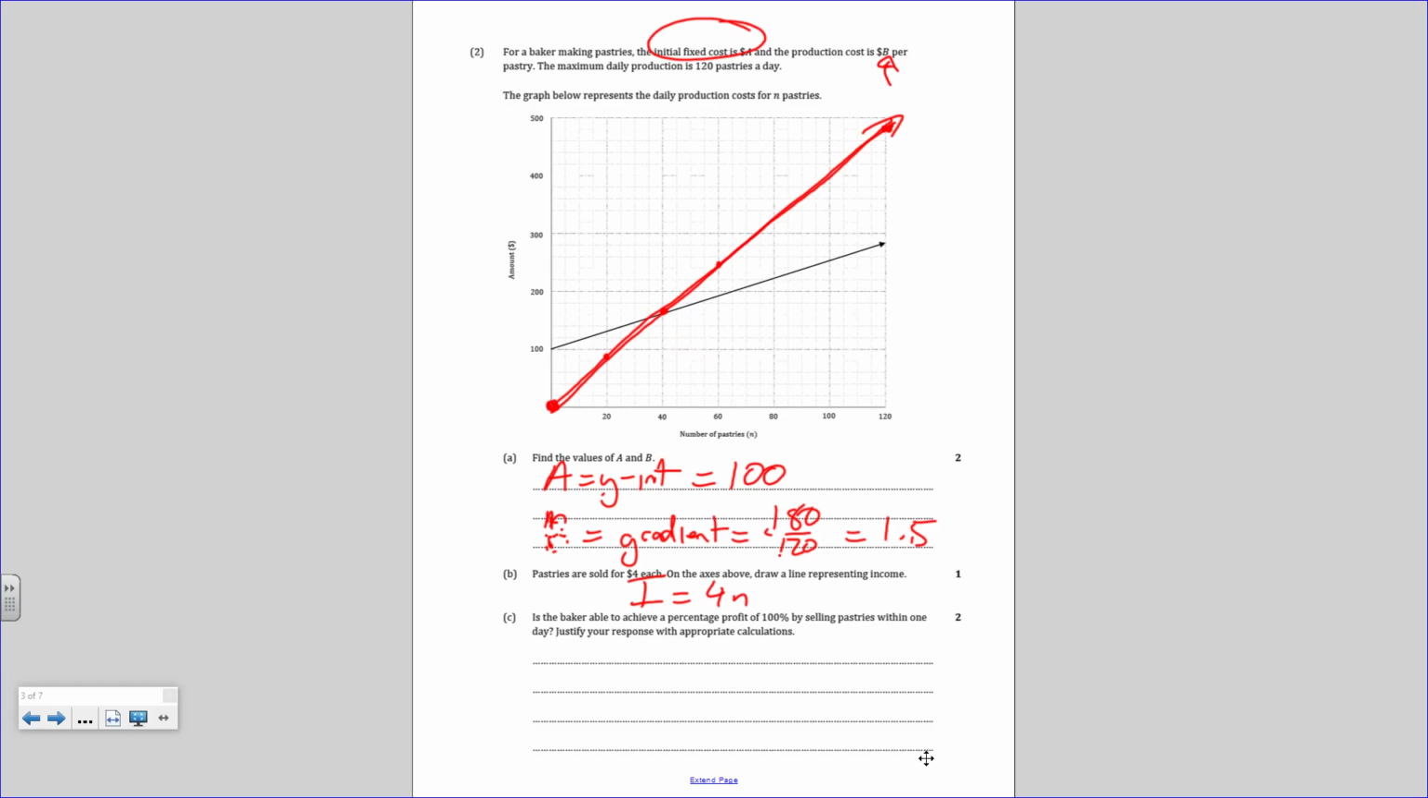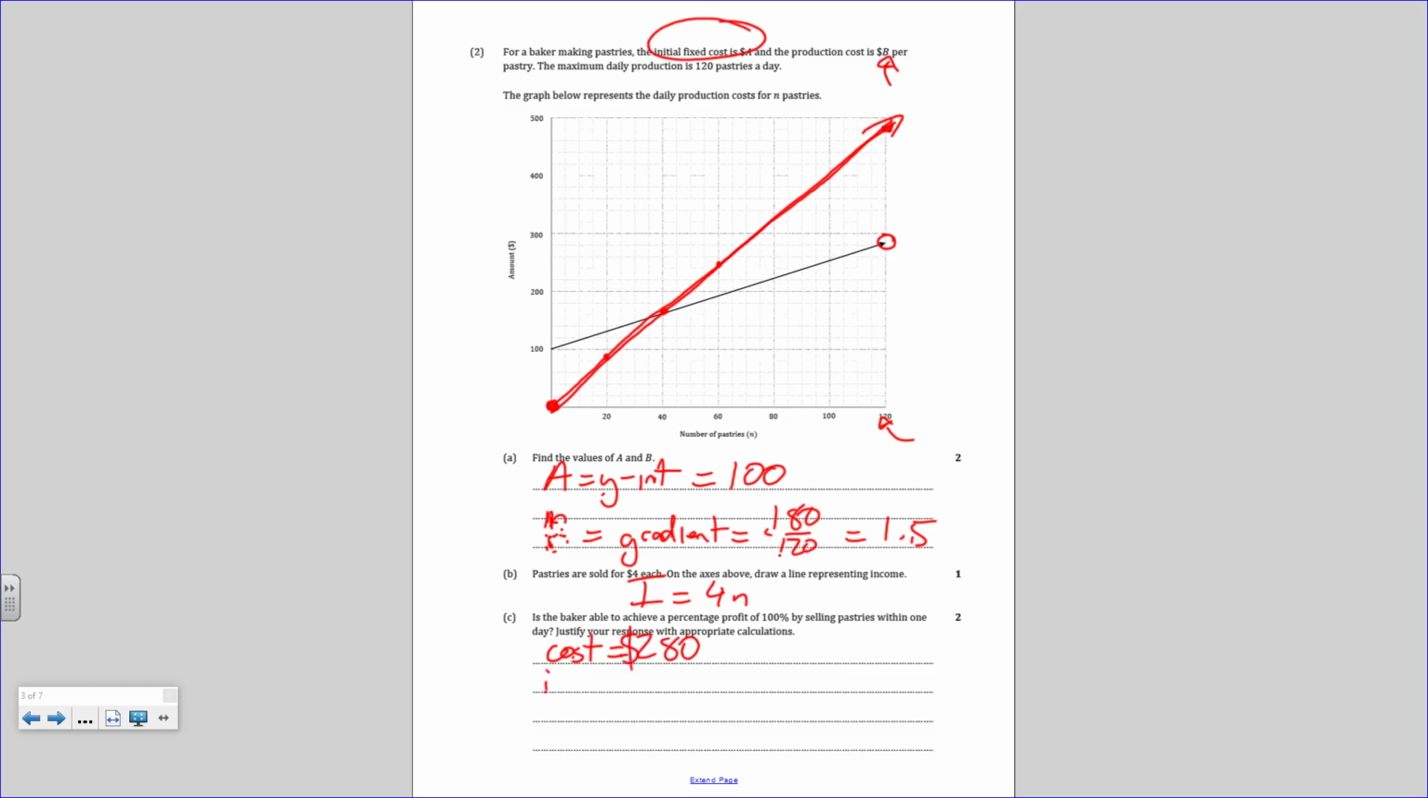What that means is, will we kind of like double our money is what it's saying. So first we need to see selling pastries within 1 day. Well, we can first see how much is it going to cost to make 120 pastries, because that's how much you can make in a whole day. So the cost of making 120 pastries is going to be, just looking at this line here, $280.